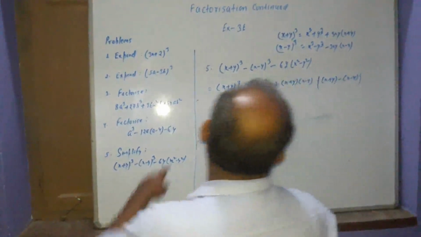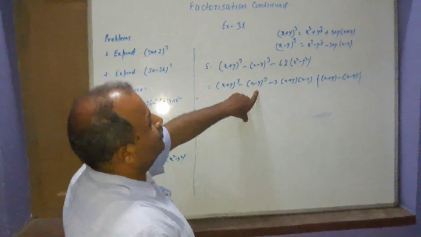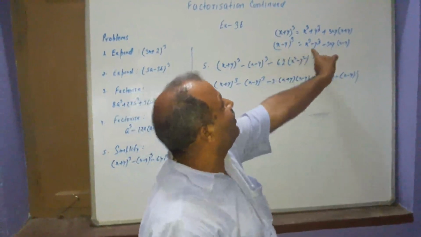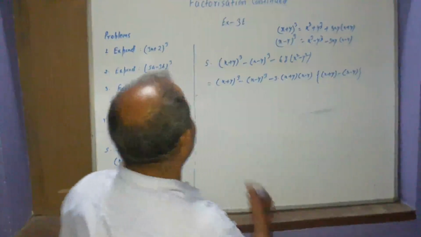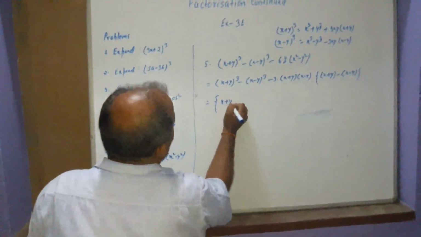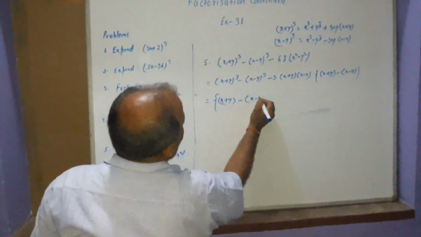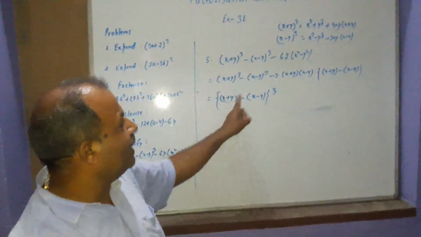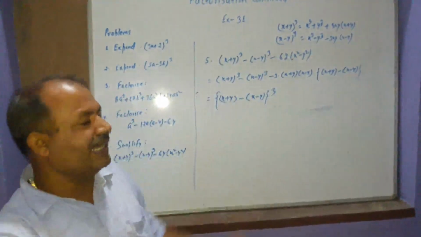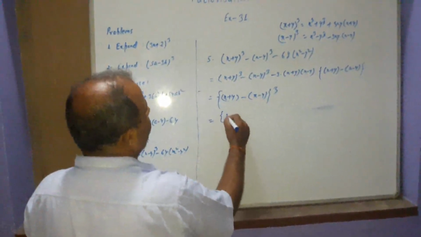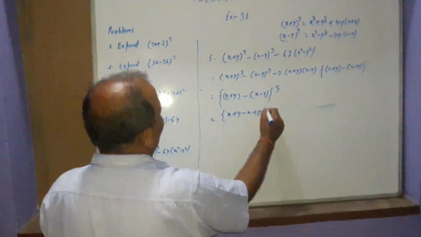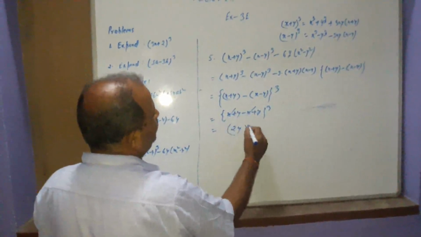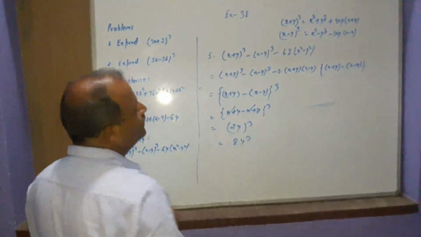In this way, it is of the form a cube minus b cube minus 3ab into a minus b. Then we have to write x plus y minus x minus y whole cube. At the place of a, here x plus y. At the place of b, here x minus y. Now, it will be x plus y minus x plus y whole cube. x and x will be cancelled. We are left with cube of 2y. This will give 8y cube.